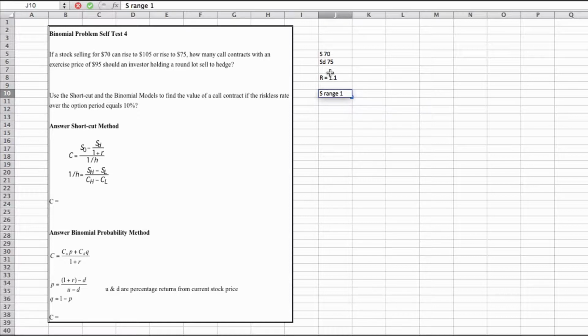What was that? 105 and 75. Call range: the upside state, strike price 95, positive upside 105, $10 call range. And so we can input all those factors and get a call price. And before I do that, let's go down and talk about the factors for the binomial probability method.